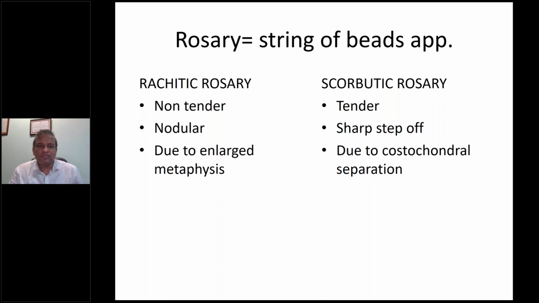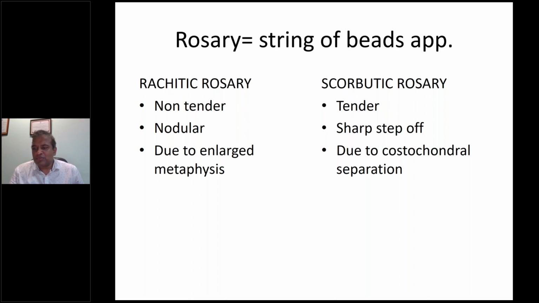The rachitic rosary are non-tender, they are nodular, and they are due to enlarged metaphysis, which happens in rickets. But scorbutic rosary is tender, they have a sharp step up because there is a physeal separation, because of the costochondral separation. This is the classical difference between the two types of rosary.